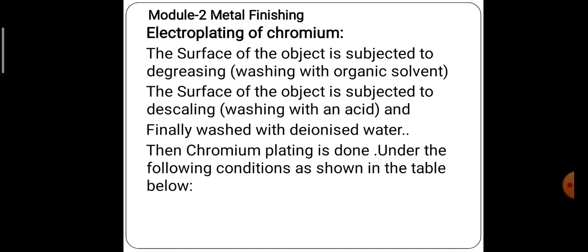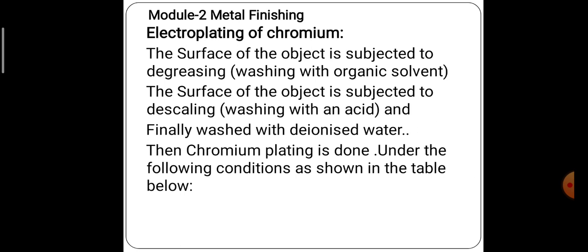So in the electroplating of chromium, we are using the anode material and the cathode material. Both are dipped in a suitable electrolytic solution. Then we apply some conditions, and the metal is going to deposit on the surface of the metal. Then it forms the metal-coated base metal.